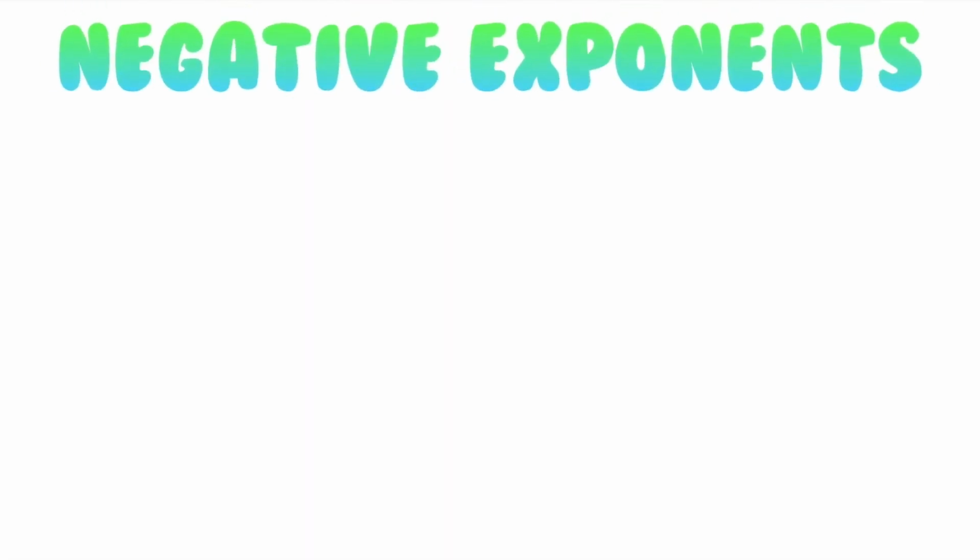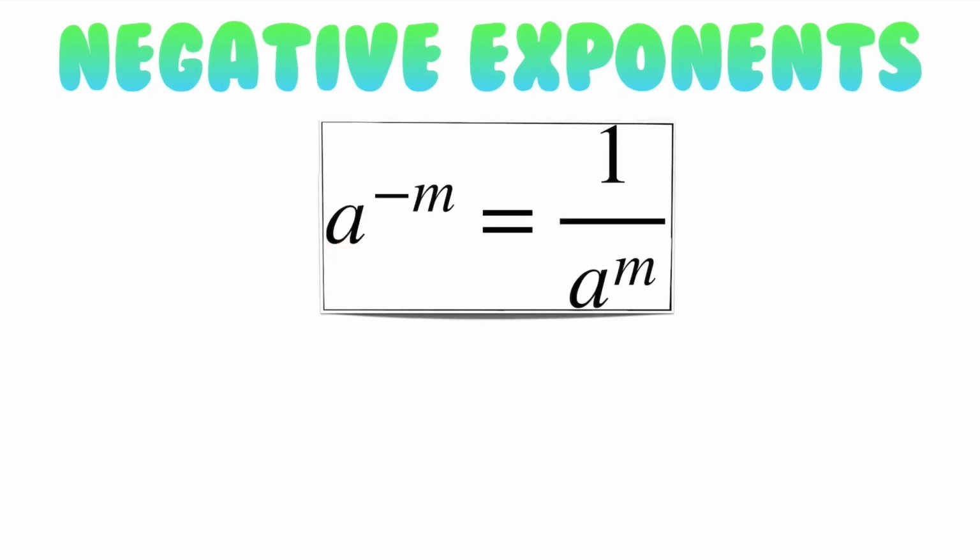And I'm just picking 7 for this case, but this works with any other number. Next is negative exponents. So when you have a number to a negative exponent, I don't want you to think of this as a to the power of negative m. I want you to think of this as a fraction. So, a to the power of negative m over 1. It's the same thing, but written in a different way.